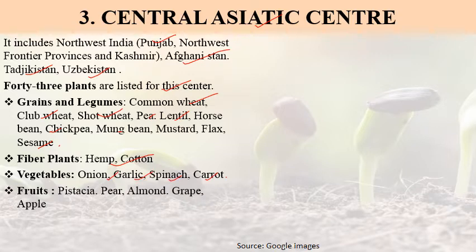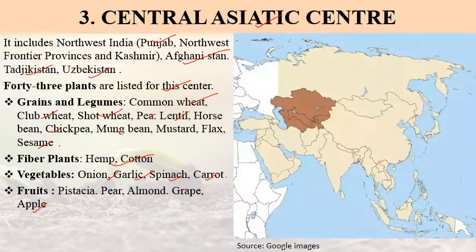Next we have fruit: pistachio, pear, almond, grape, apple. They are also originated in this Central Asiatic center of origin. So this is the Central Asiatic region, जहाँ पे ये जो plants हैं, grain, legumes हैं, fiber plants हैं, vegetables हैं, fruit plants हैं जो यहाँ पे originate हुए हैं. This is the Central Asiatic center, which includes northwest Asia, northwest India, Afghanistan, Tajikistan, Uzbekistan.